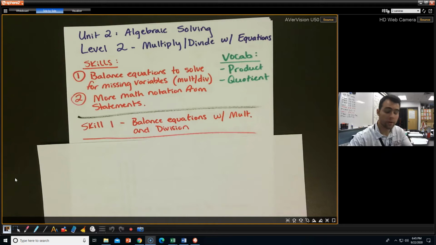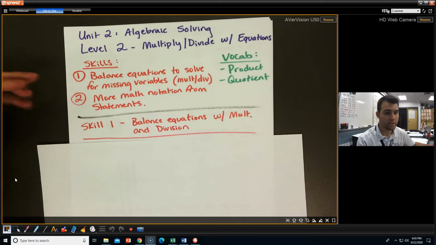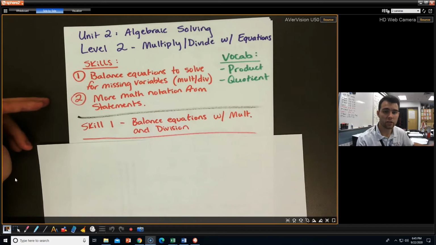We're on Level 2. In the last one, we added and subtracted with equations. Now we're going to go ahead and multiply and divide. So our skills are very similar to last time. This time we're balancing equations through multiplication and division. And then second, we're going to do more math notation from written statements. So again, using the English language and converting that into math language, okay?